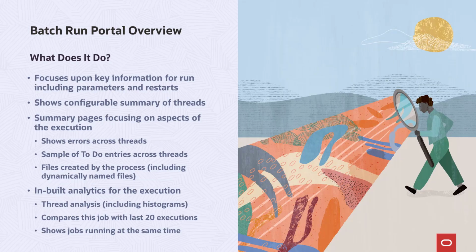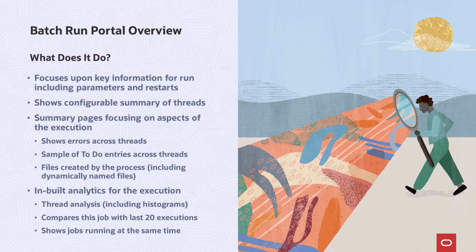So, what does this new portal show that the batch run tree could not? The key focus of the portal is to provide the same information, but in a more logical manner that is both effective and efficient. This also means that we can introduce additional information that was omitted from the batch run tree. Here are some of the major differences.